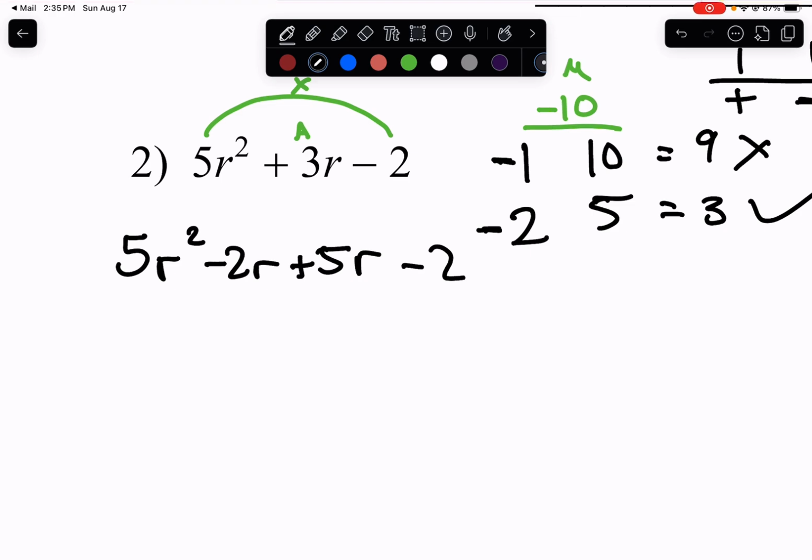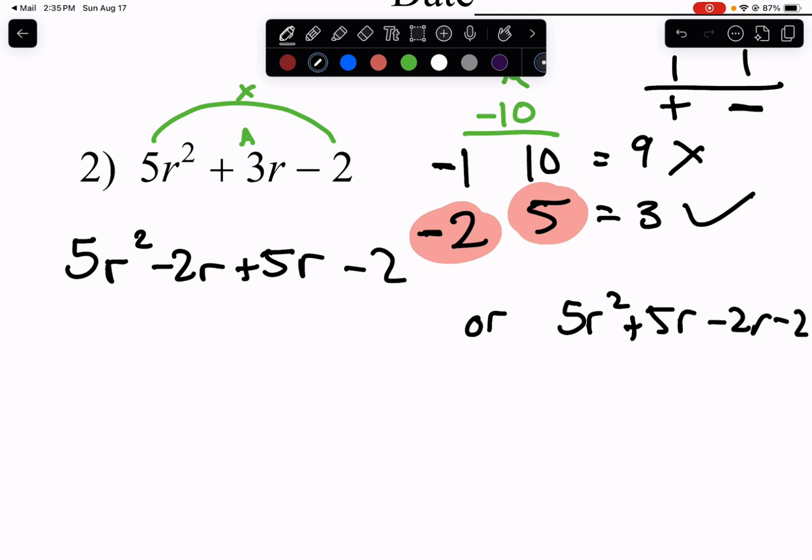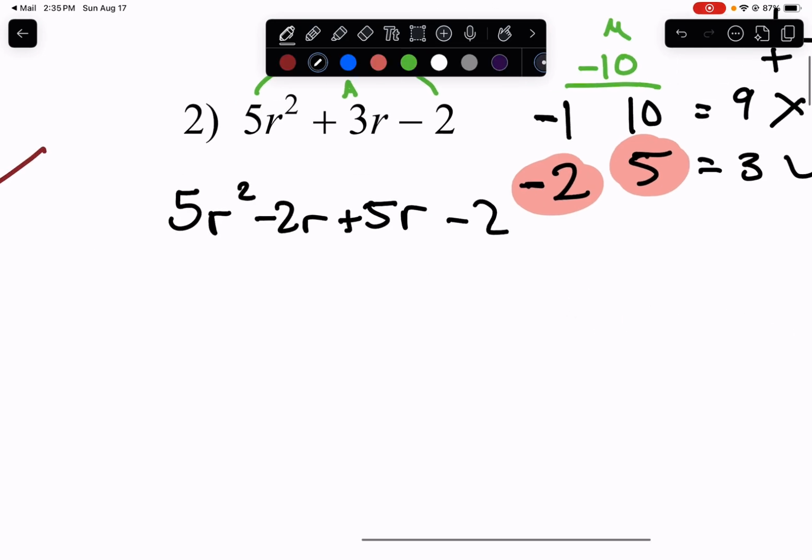Now, keep in mind, the order that you write these in actually doesn't matter. You could, in theory, you don't have to copy this down, but you could write 5r squared plus 5r minus 2r minus 2. There's nothing wrong with that at all. You'll get the same answer. It's just that these intermediate steps will be a little bit different. So keep in mind that the order that you write these two magic numbers in doesn't actually matter.